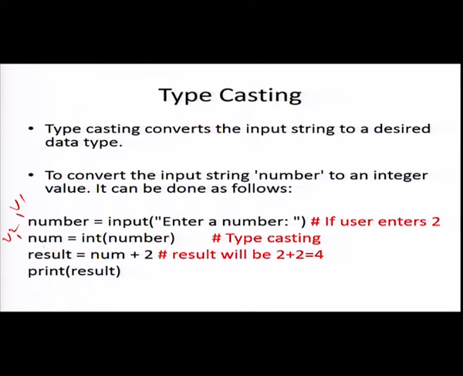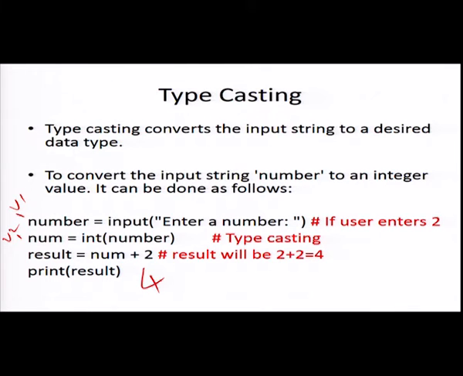Now, this num is of integer data type, whereas number is of string data type. So, you can add 2 integer values. So, result equal to num plus 2. When you print the result, you get the result as 4.